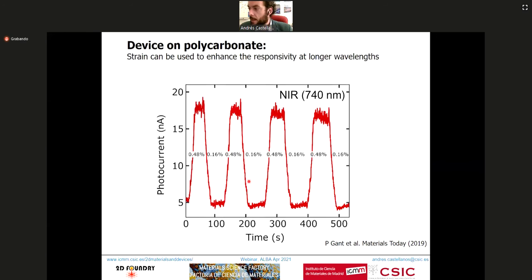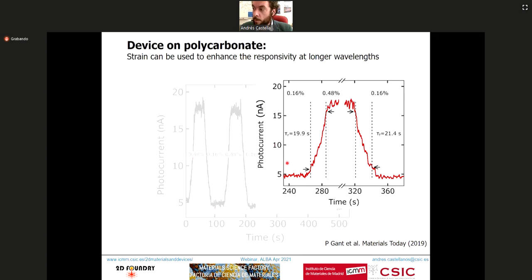Okay? And importantly, we can change the temperature of the temperature stage in real time. So we can make pulses of temperature, and we can see how the responsivity of our devices indeed follows these pulses that we are applying to the temperature stage.